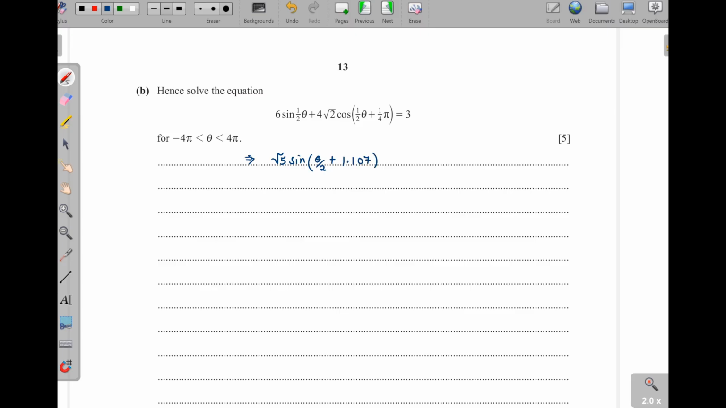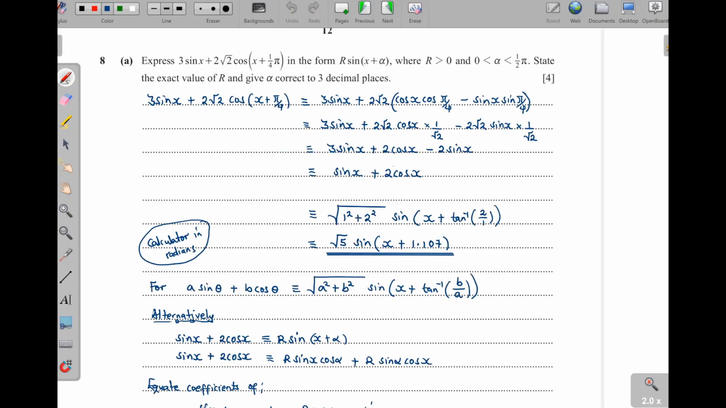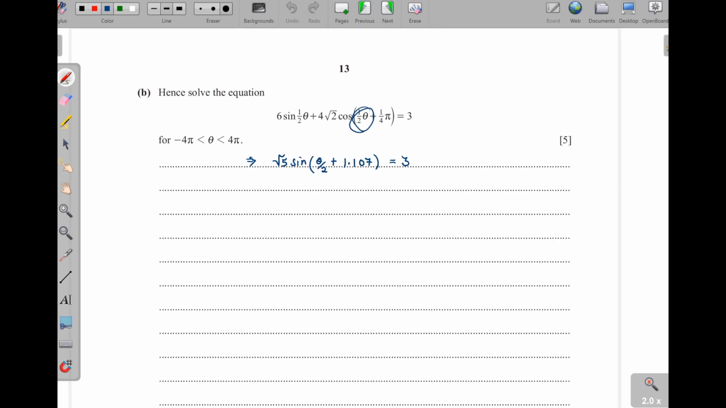1.107. Okay? Then we can equate to this 3, because this one was pi over 4. Even this way we were having pi over 4. So if we have put this one in this format, then we only change where x is, and then we put the pi over 2, as simple as that. Then our theta over 2 plus 1.107 then shall be equal to the arc sine of these 3 out of root of 5, not so?